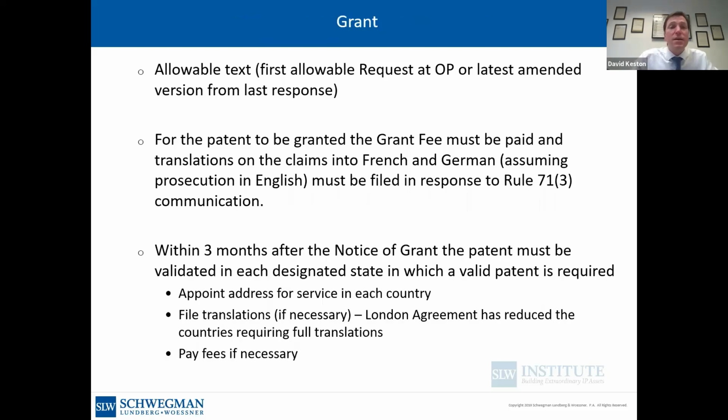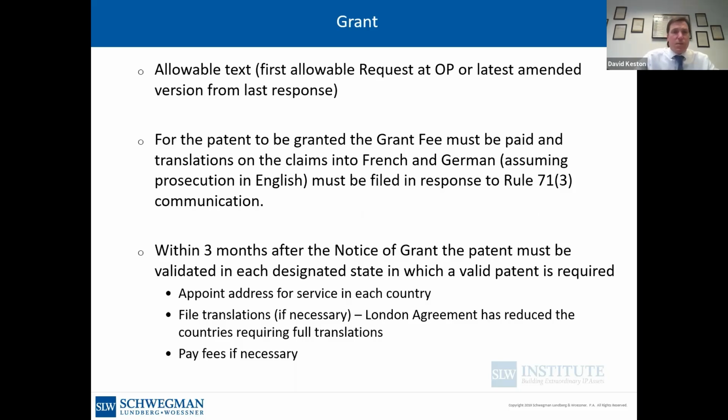If there's any luck, you'll get grant. You'll have a decision to grant, a decision to allow, and in that case you'd have an allowable request at the oral proceedings. And that will turn into a set of allowable text, which is sent to you in a communication under Rule 71(3), and it is that you will see in the normal prosecution of the case, where oral proceedings don't take place as well, where the latest version of the claims from the last response appear attached to the Rule 71 communication.